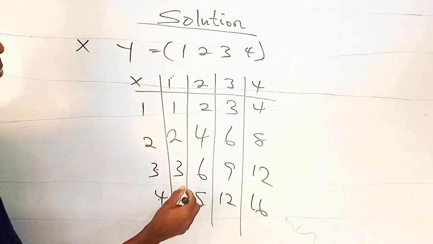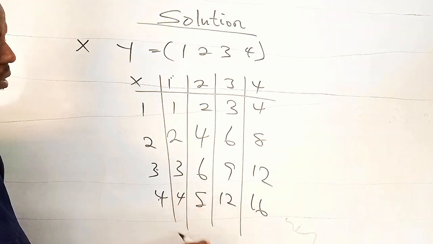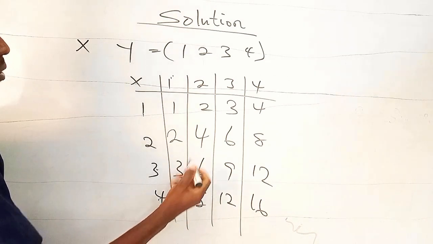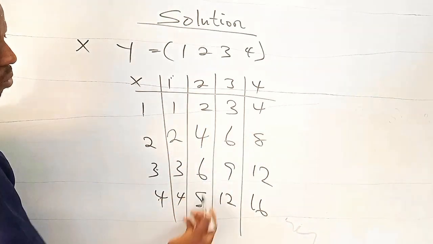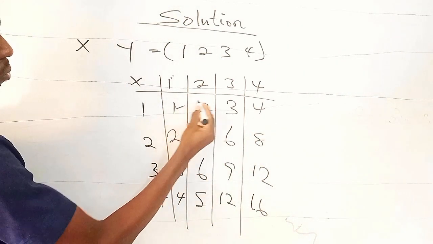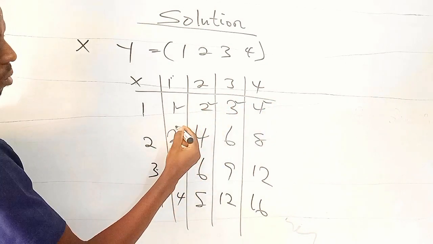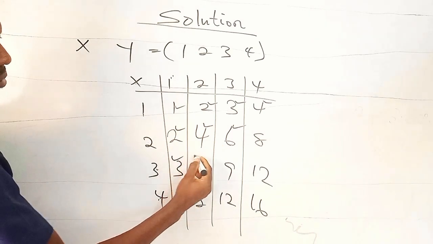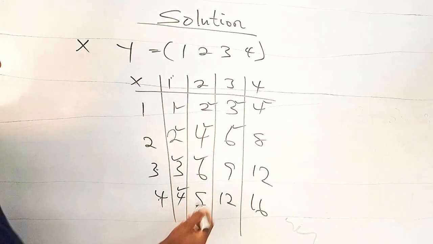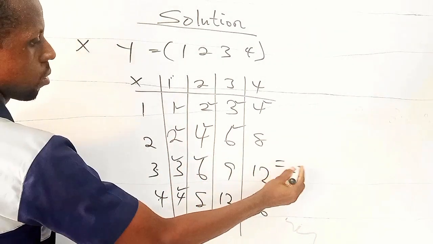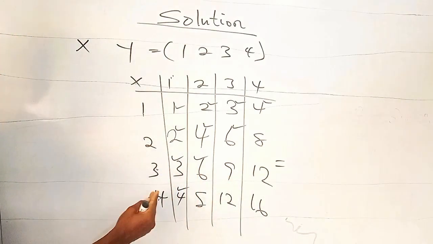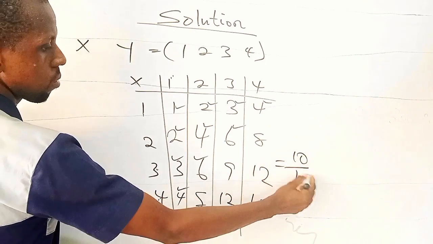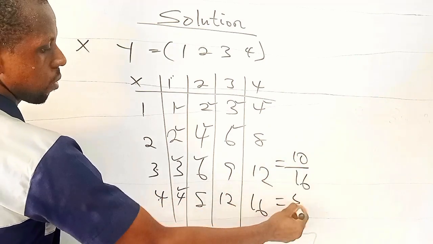But the question says we should look at numbers that are equal to 6 or less than 6. So what are the numbers here that are less than or equal to 6? We have 1, 2, 3, 4, 5, 6, 7, 6 inclusive, 8, 9, we have 10. So that means the probability of getting numbers less than or equal to 6 is 10 over 16, or 5 over 8.